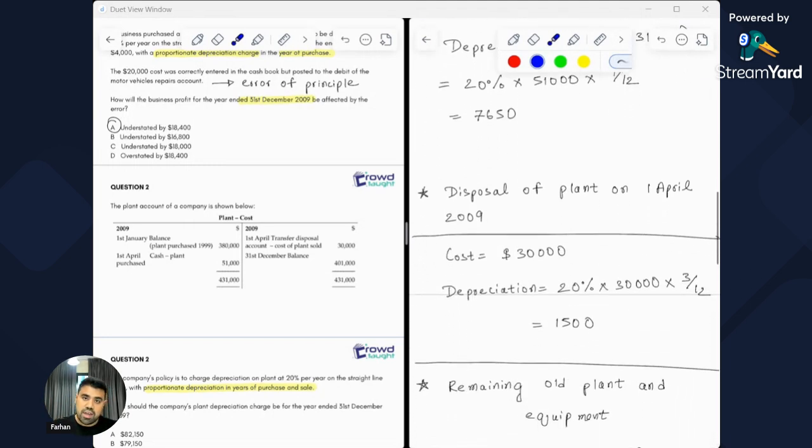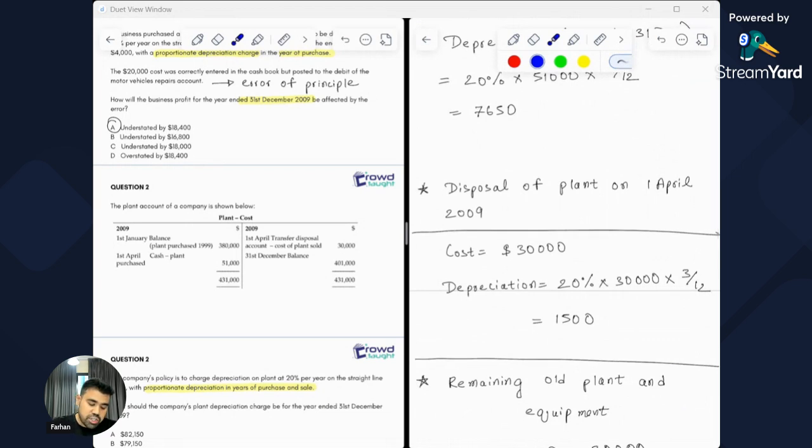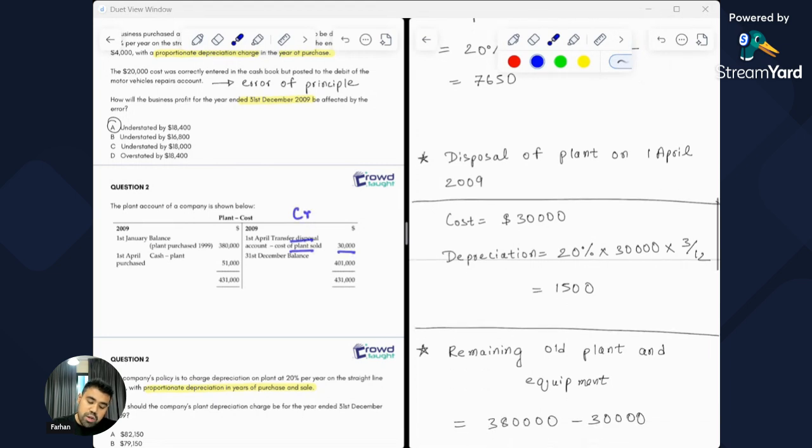Okay? All right. Now let's look into the disposal of the plant that we have done on the 1st of April 2009, which is what you can see on the credit side of the ledger account. The plant that we have disposed had a cost of $30,000. And based on the requirements of the company policy, we know that even in the year of sale, we are to apply a proportionate depreciation. Okay? Now, we know the original cost of this plant that we have sold on the 1st of April 2009 is $30,000. So if we are selling this plant on the 1st of April 2009, then we know that this plant has been used for 3 months in 2009, which are the months of January, February, and March.